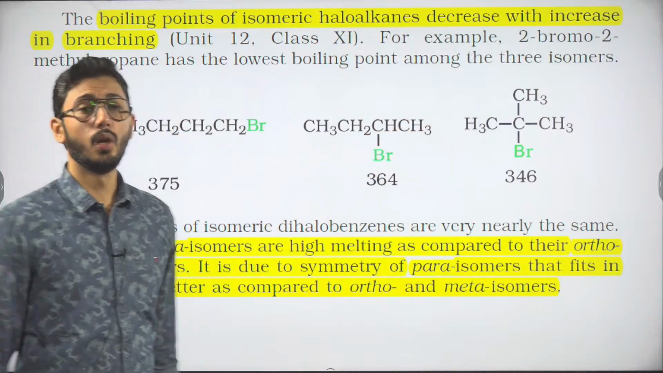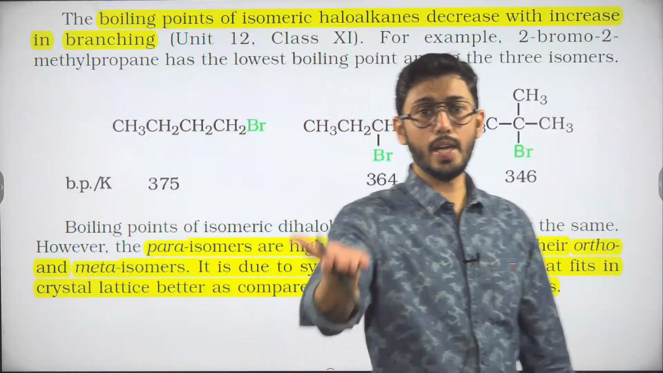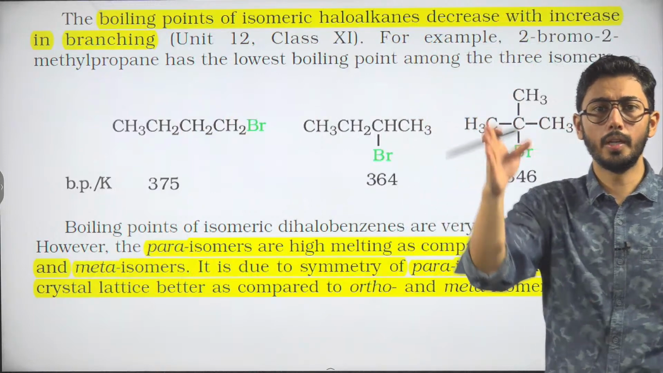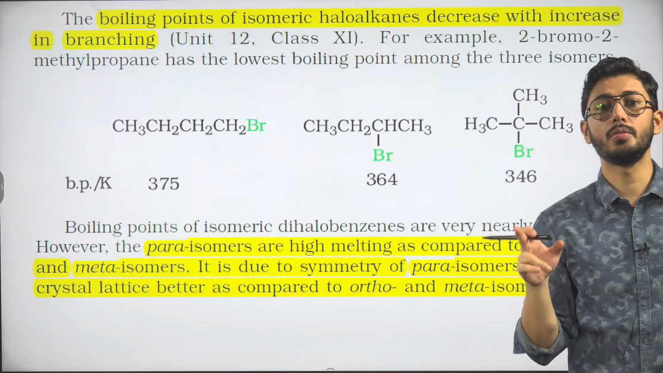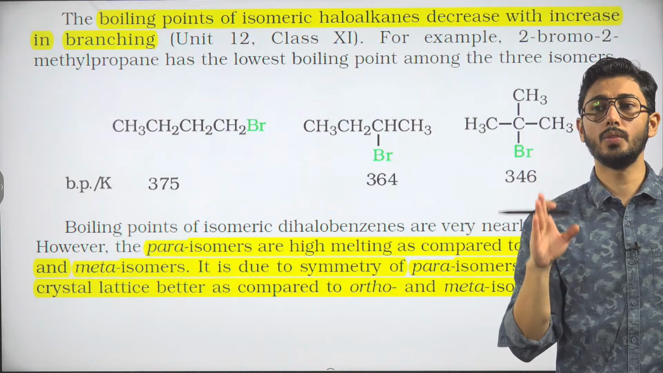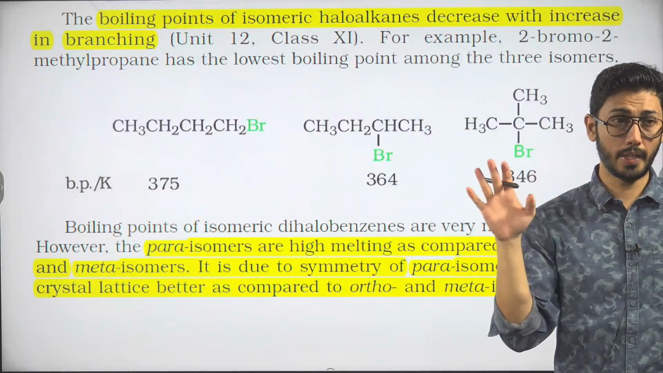So among them, which is the least boiling point? As branching increases, boiling point decreases. But this is the case of which one? It is a case of isomers. Among isomers, you will take this case.